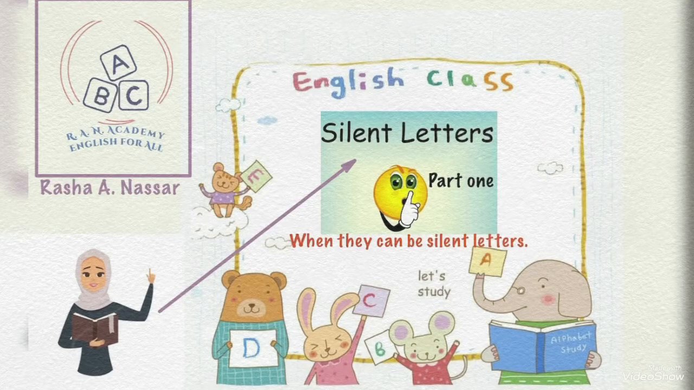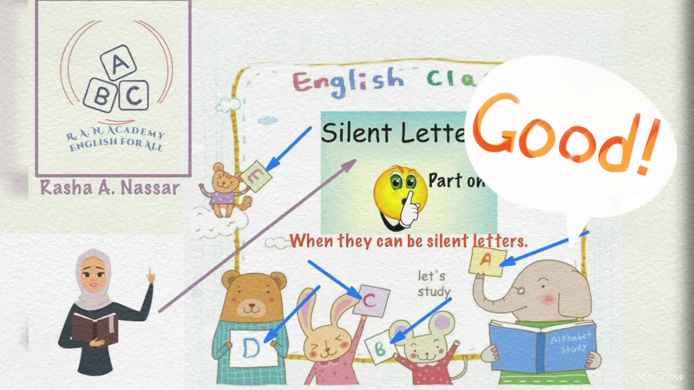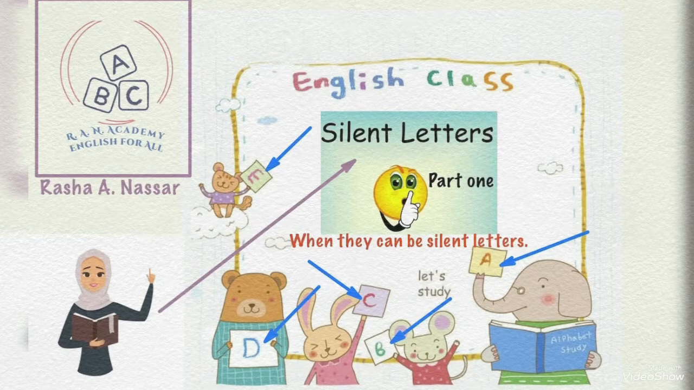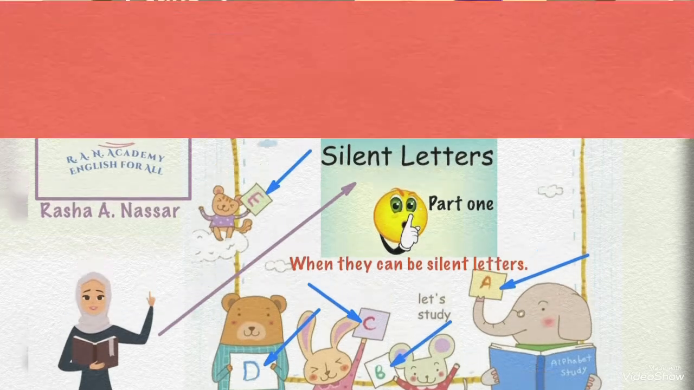So, let's see when they can be silent letters. What letters are we talking about today? We are talking about silent A, silent B, silent C, silent D, and silent E. All these letters we can read in many words, but in some cases they will be silent letters. We will see them in words, but we will not read them. Let's see together.